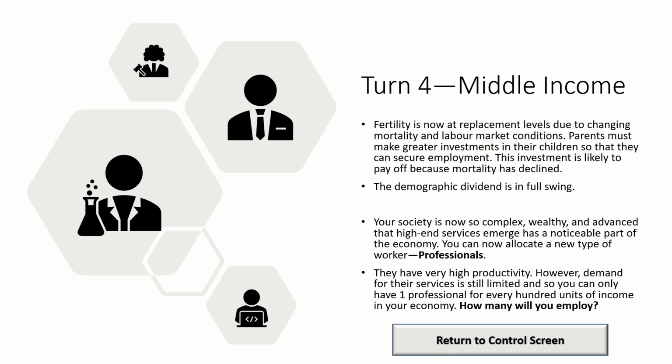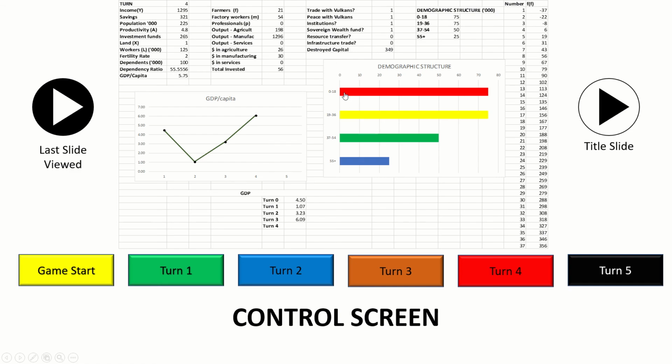So we're in a kind of inverse situation of where we were at the very beginning of the game. The demographic dividend is in full swing. So we can go back to the control screen, and you see that here, right? We've got a big working age population, still quite a few dependents down there, and a bunch here, but this is the beginning of the demographic dividend, and everything's really good.